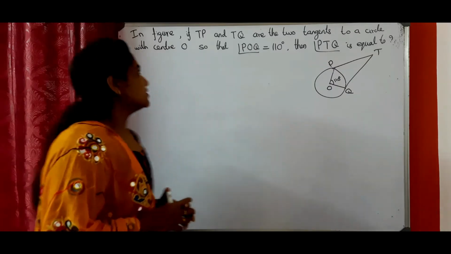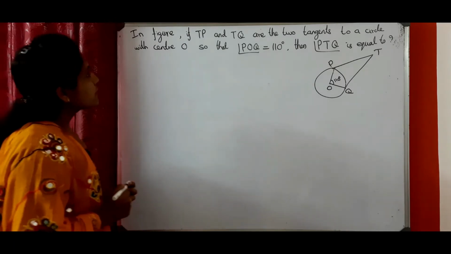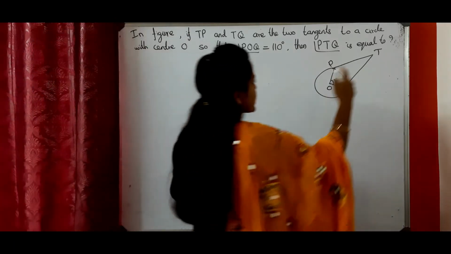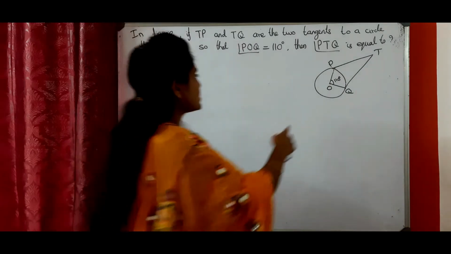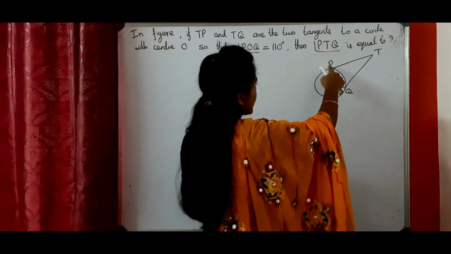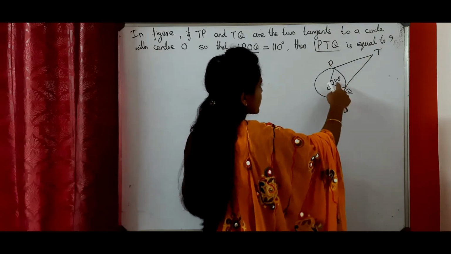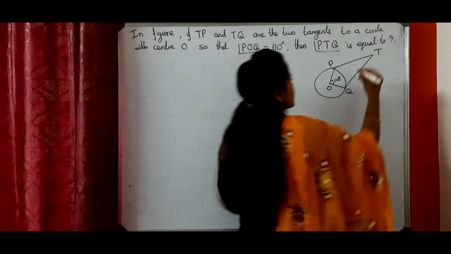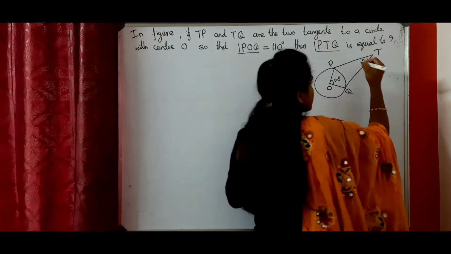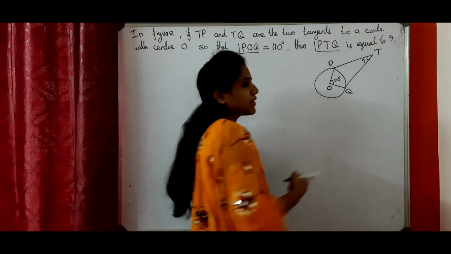Let's see the problem. In the figure, if TP and TQ are the two tangents to a circle with center O, and they have given the angle POQ equal to 110 degrees, then we need to find the angle PTQ. That means we have to find PTQ.